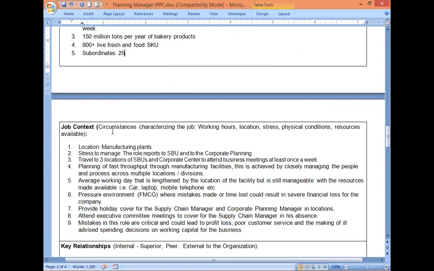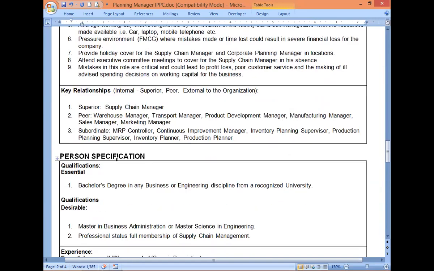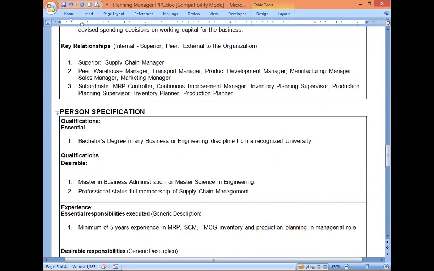Then, in terms of job context, circumstances characterizing the job, working hours, location, stress, physical conditions, resources available. I have also written this here, but that's not important for you. You can write it anytime you want, like that. No. What's important is this one also, the qualification, bachelor's degree in any business or engineering discipline from recognized university. He could be an engineer or he could be business administrator, doesn't matter. And you could have desirable qualification, master in business administration or master science in engineering. See, it could be either of the two, business or engineering.